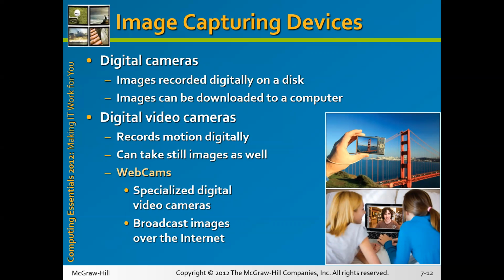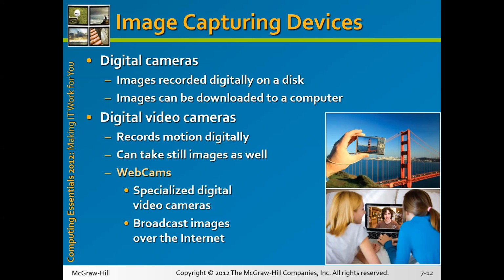Image capturing devices create or capture original images. Some devices may include digital cameras, similar to traditional cameras, except images are recorded digitally on disk or a camera's memory. Digital video cameras record motion digitally on a disk or camera's memory. They can take still photos as well.